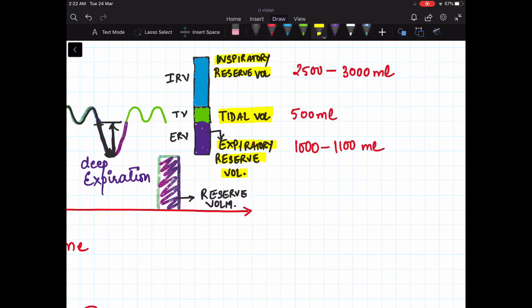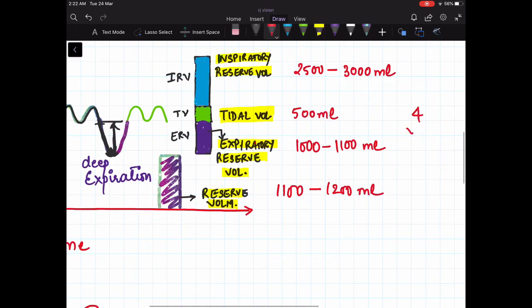And lastly, you have reserve volume. What is the reserve volume? Reserve volume is that volume which remains in the lung even after forceful expiration. And how much is this? It is 1100 ml to 1200 ml. Getting my point? Okay? Understood? So these are the 4 volumes of the lung. Your lung has 4 volumes.